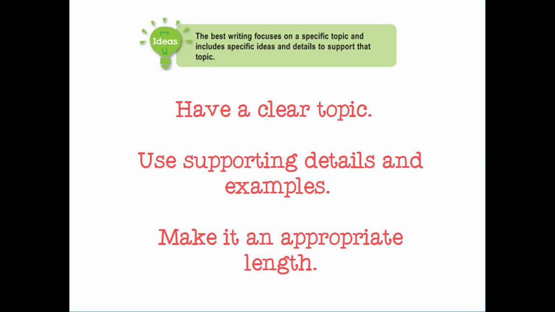The first trait that we're talking about today is ideas, and ideas is what your writing is about. It is so important to have a clear topic and stick to the topic the entire time. Also, you need to use good supporting details and examples to paint a picture for the reader. Really explain what you mean so that they know exactly what you're writing about. The length in 4th grade is going to be significantly longer than 3rd grade. Remember, you have to have enough content in your writing to show that you are able to use all of the 6 traits of writing.